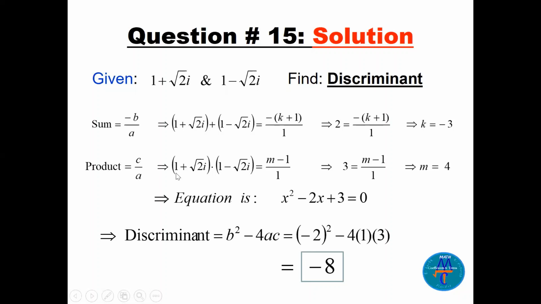The product is c over a, just multiply them. See, when you multiply them, there is a complex numbers here. The answer should be 3. M minus 1 over 1. So m minus 1 is equal to 3, m will be 4. If you put 4 in the equation and you put k minus 3, you get this equation, x squared minus 2x plus 3 is equal to 0. Find the discriminant, b squared minus 4ac, minus 4a and c. So this is 4 minus 12 is minus 8. That's why we have a complex solutions.